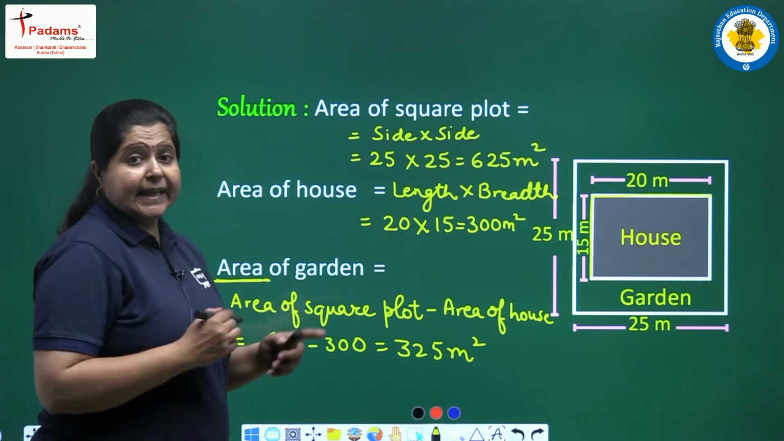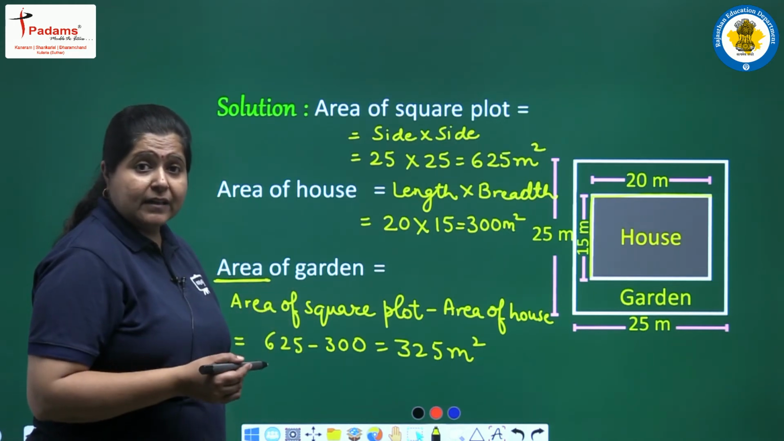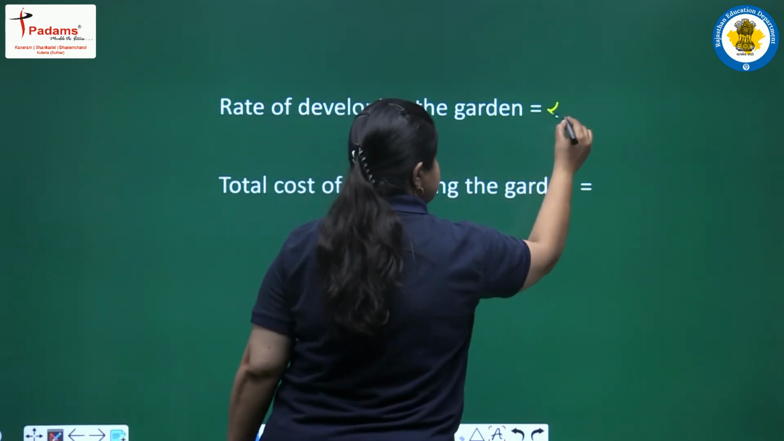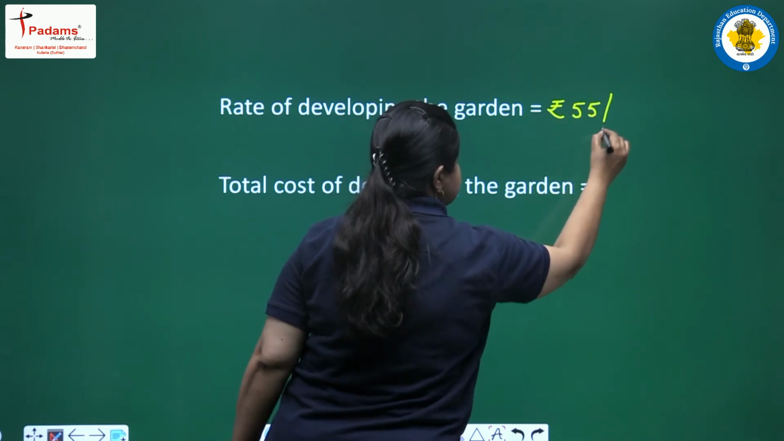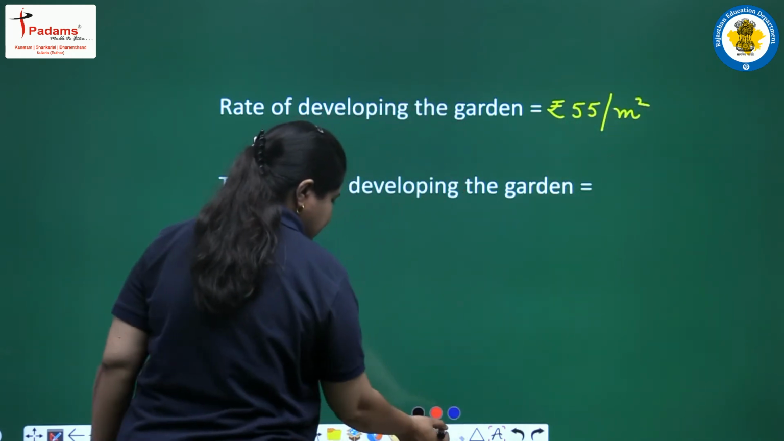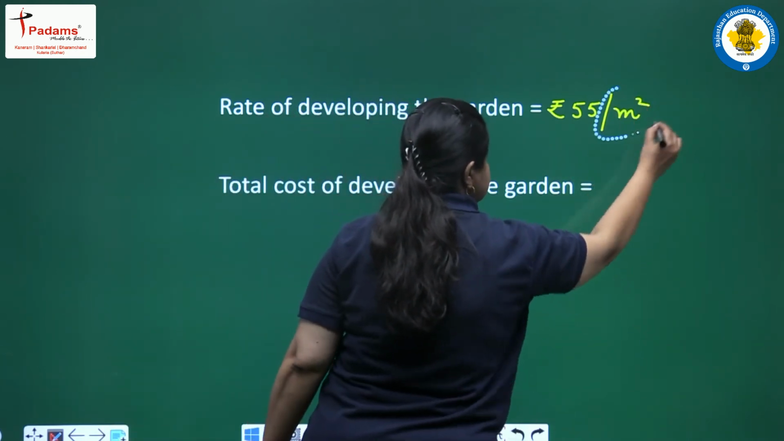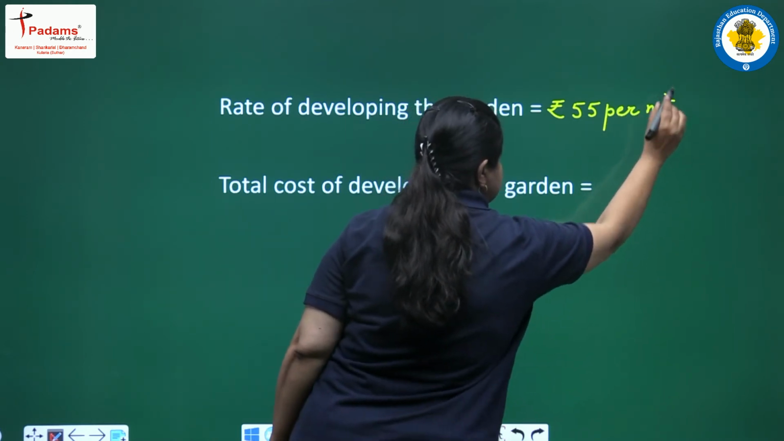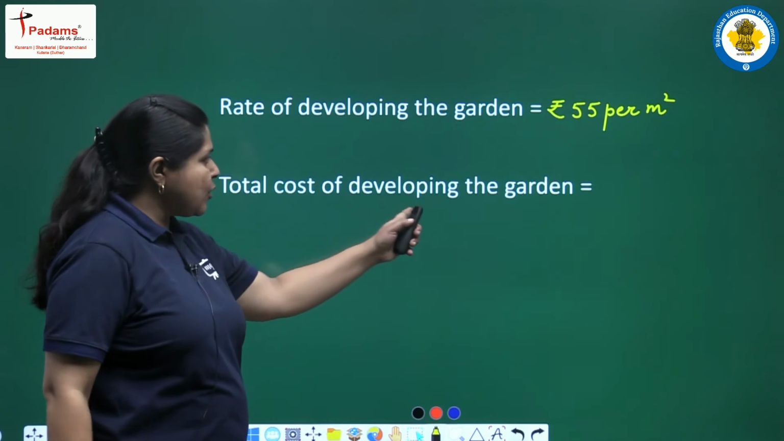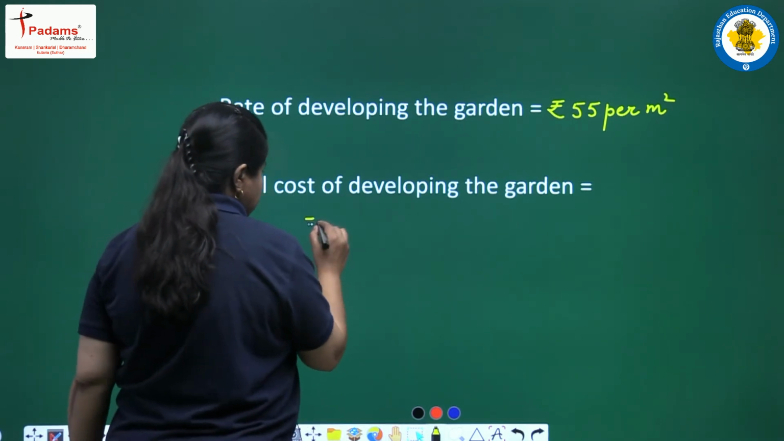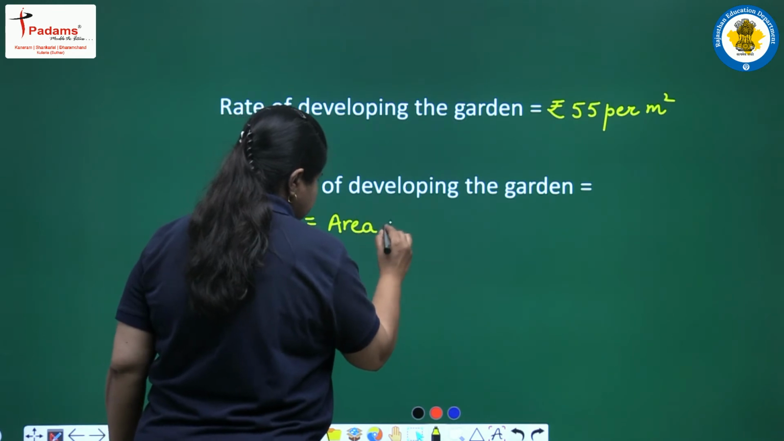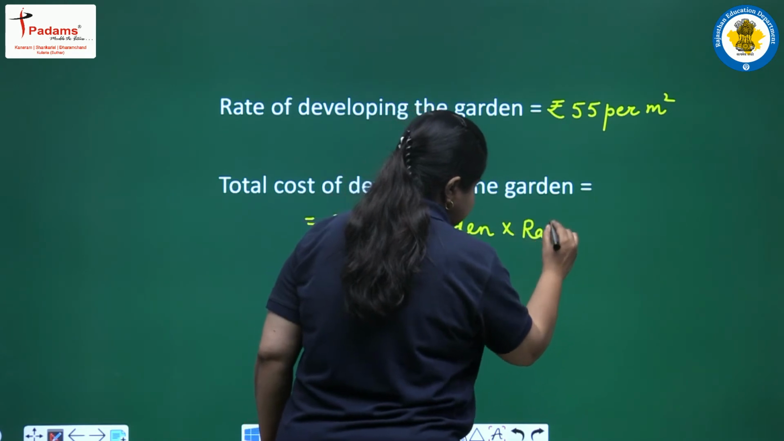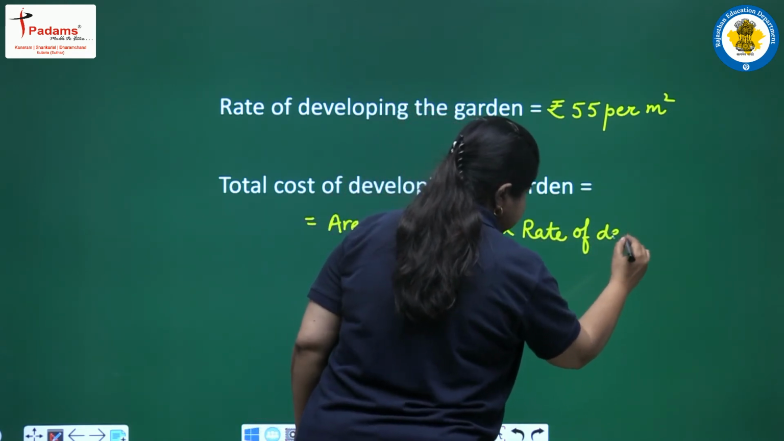और अब हमें इस एरिया को डेवलप करने के लिए कॉस्ट निकालना होगा. और क्वेश्चन में दिया है रेट ऑफ डेवलपिंग द गार्डन. It is ₹55 per meter square. Or you can write in words also. This slash means per, or you can write in words per meter square. So with this we can now find the total cost of developing the garden. It will be equal to area of garden multiplied by rate of developing the garden.